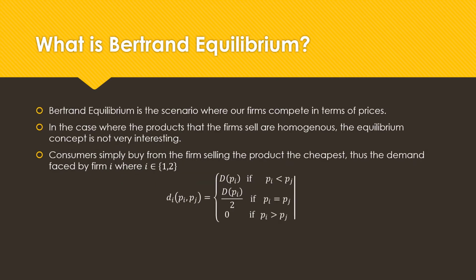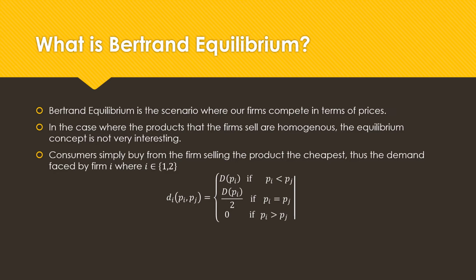So Bertrand Equilibrium is a scenario where our firms compete in terms of prices, as previously mentioned. In the case where the products that the firms sell are homogeneous, meaning that they are the same, the equilibrium concept is not very interesting. Consumers simply buy from the firm selling the product for the cheapest.